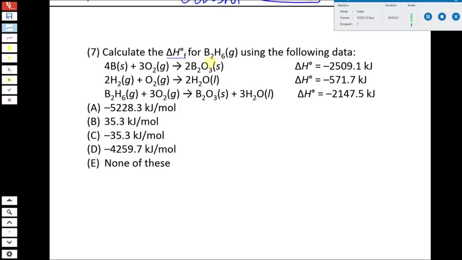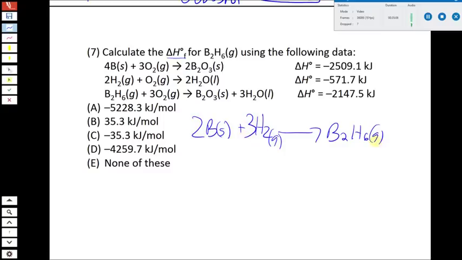What we have to be able to do is write the formation equation for B2H6. So remember, in a formation equation, we're forming 1 mole of that compound in particular, and we're forming it from the elements in their standard states. So the two elements that make this up are boron and hydrogen. The standard state for boron is just B solid, and then the standard state for hydrogen is what? H2, diatomic, H2 gas. So these are the two reactants, and we just have to balance from there. So it's going to be 2 boron plus 3 H2.